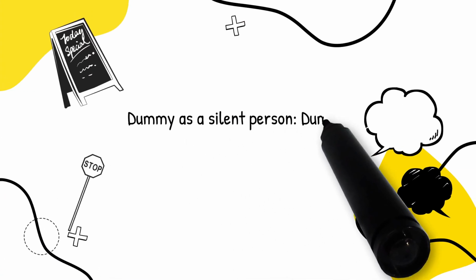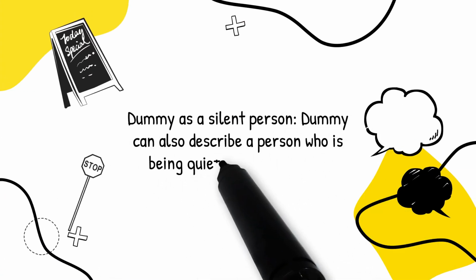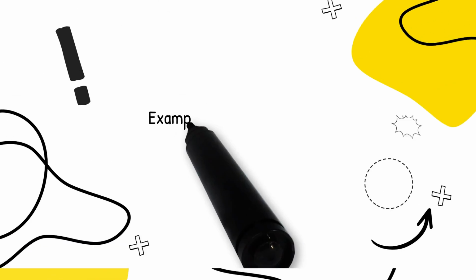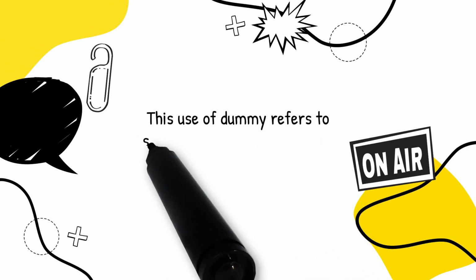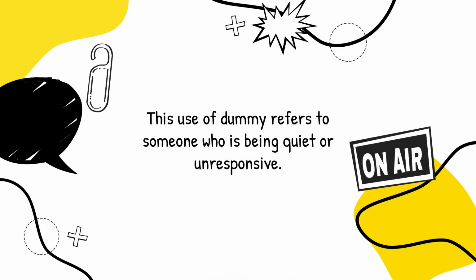Dummy as a silent person. Dummy can also describe a person who is being quiet or not speaking. Example, stop being such a dummy and speak up. This use of dummy refers to someone who is being quiet or unresponsive.